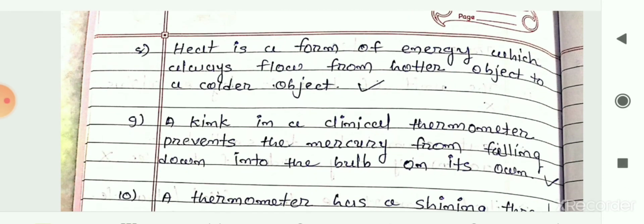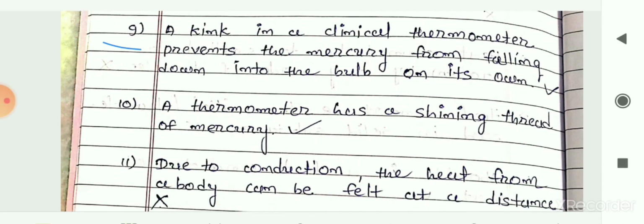Next is, heat is a form of energy which always flows from a hotter object to a colder object. So your answer is true. Heat flows from an object which is at a higher temperature to the object which is at a lower temperature, or you can say from the hotter object to the colder object. Next is, a kink in a clinical thermometer prevents the mercury from falling down into the bulb on its own. So your answer is true. For that only, the kink type construction is there in the clinical thermometer.